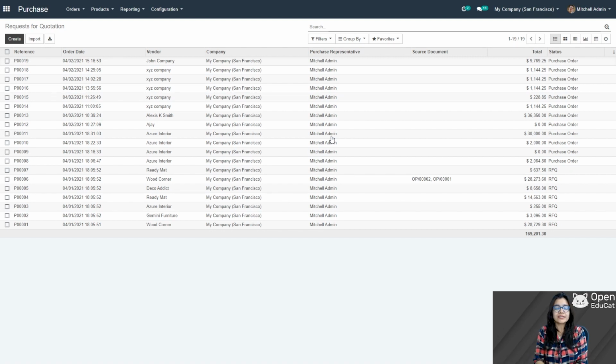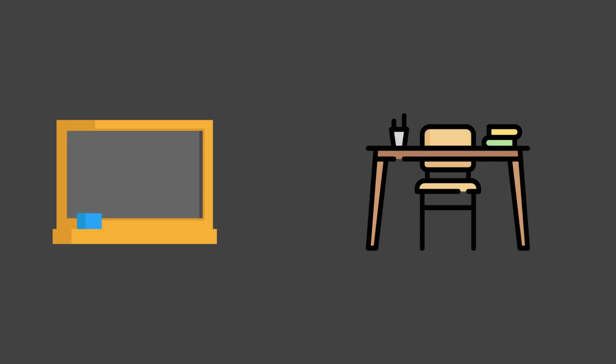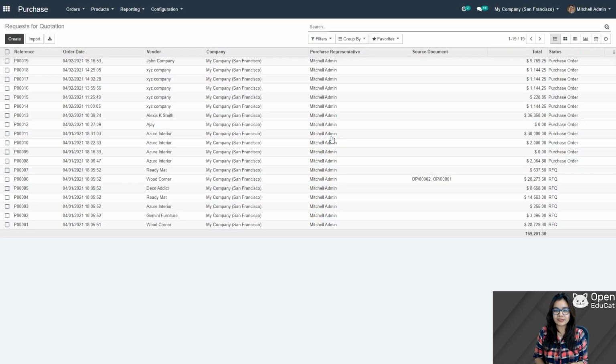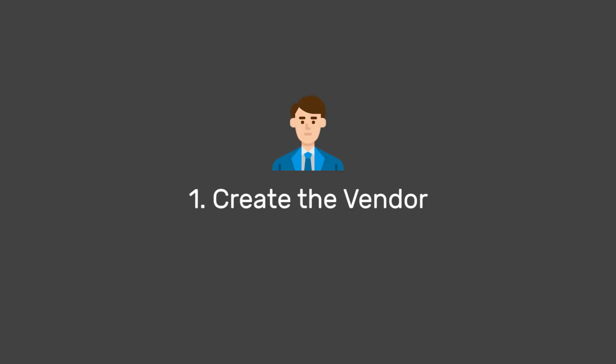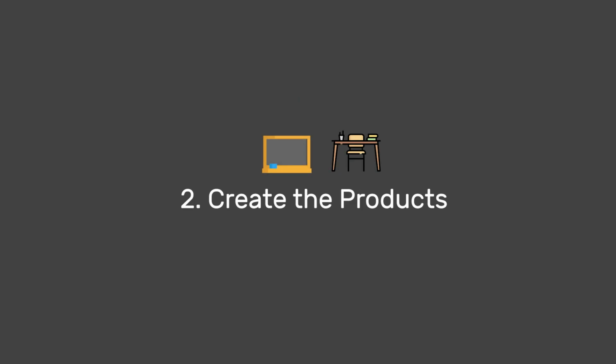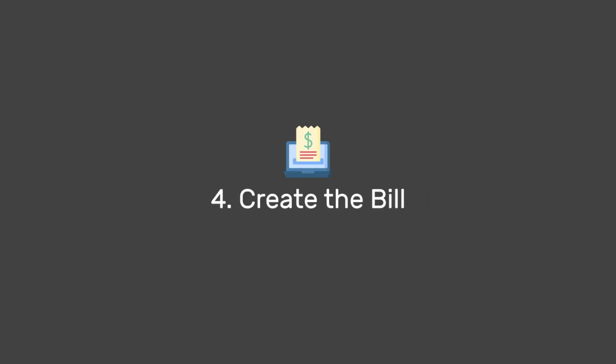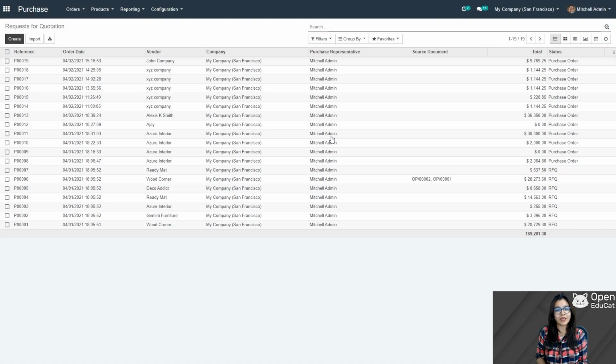I am giving one scenario that I am an owner of an educational institute. Maybe it's a college, school or university. But now I have a requirement of the blackboard and the customizable desks. So what will I do? I will contact some vendor. So in the purchase module, the first step is to create that vendor. Second, create the products. Third, create the RFQ, which means request for quotation, and fourth one is create the bill. I am going to discuss all four steps one by one.